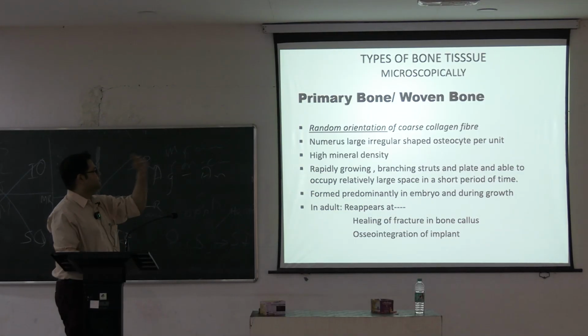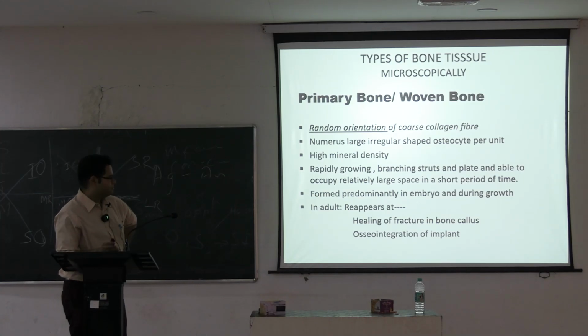Microscopically, there are two types of bone tissue that we can study here. The primary bone, or the woven bone, has a random orientation of coarse collagen fibers. It forms numerous large, irregularly shaped osteocytes per unit. It has a very high mineral density and is rapidly growing, and it is predominantly formed in the embryonic stages and during growth. In adults, it reappears when there is a fracture and the bone callus is being formed, and in osseointegration of implants, which is not that important right now.